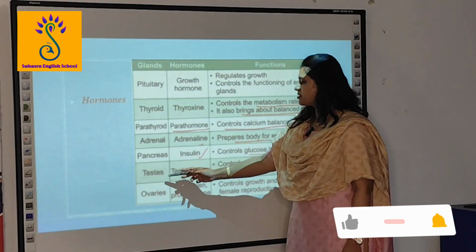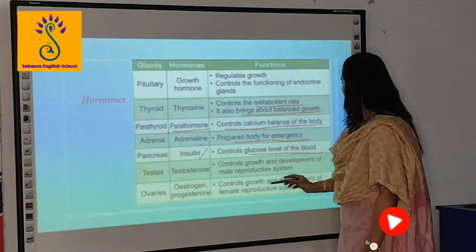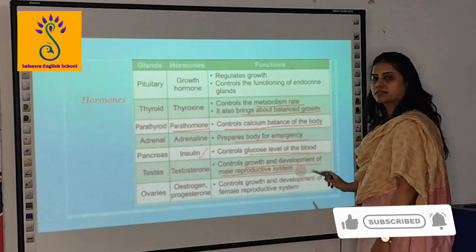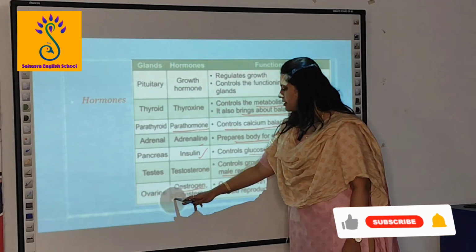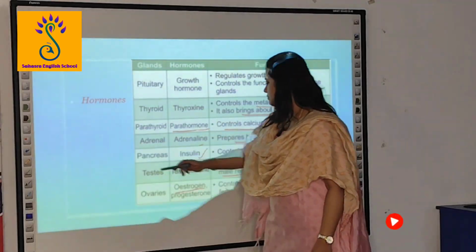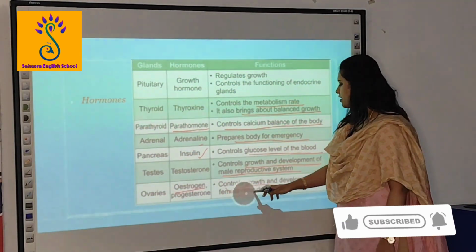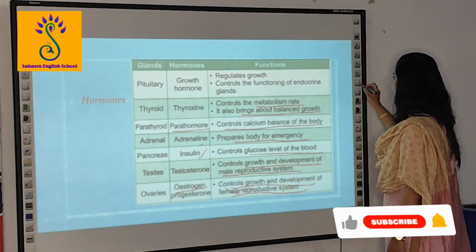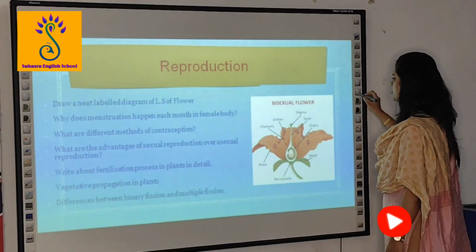Next, the testes, they release the hormone testosterone. It controls the growth and development of the male reproductive system. Okay, the ovaries, the hormones released are estrogen and progesterone. The estrogen controls the growth and development of the female reproductive system. Okay, now that is about hormones.